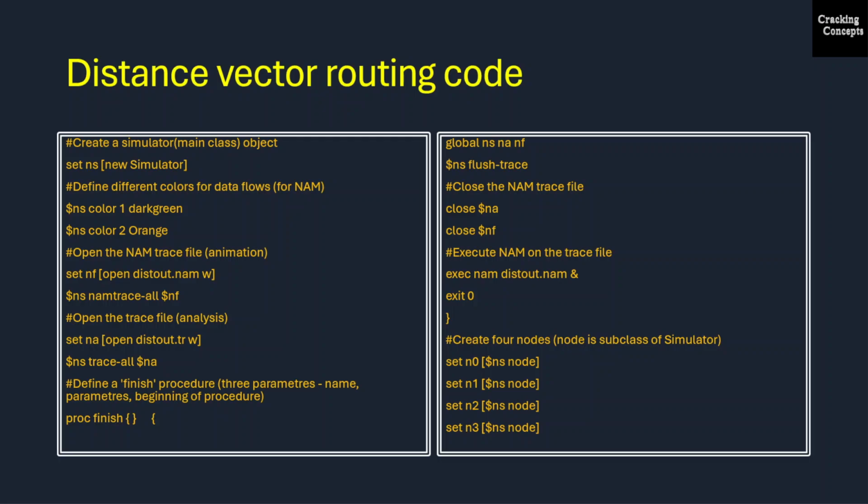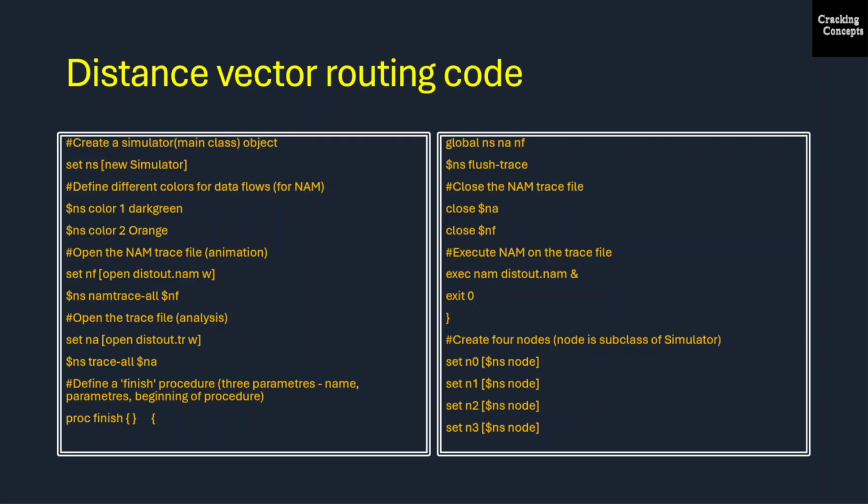This is the code for the TCL script that I have used in this video for implementing distance vector routing. So to have an understanding of what ns2 is and how to write a basic code, kindly refer my previous video on the basics of ns2. Now the steps are the same.